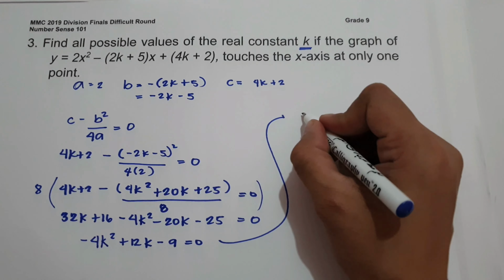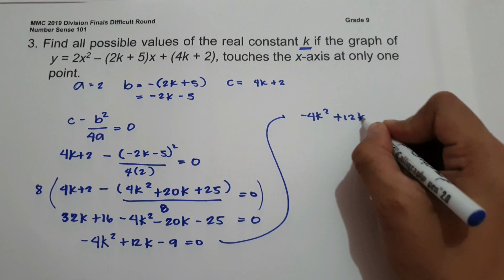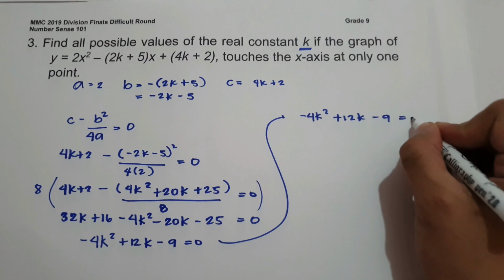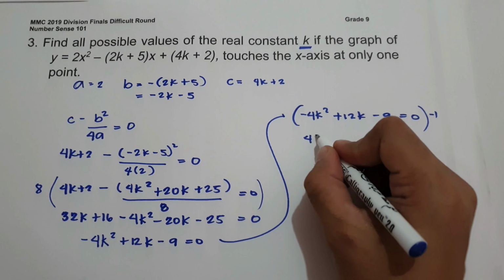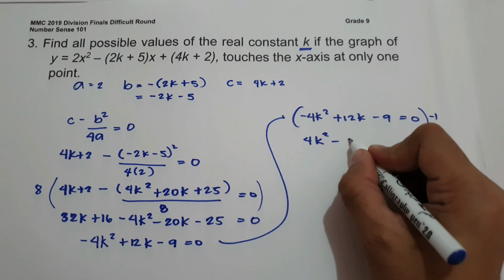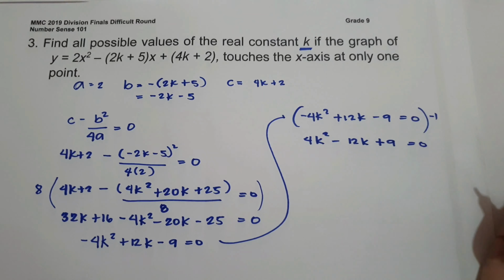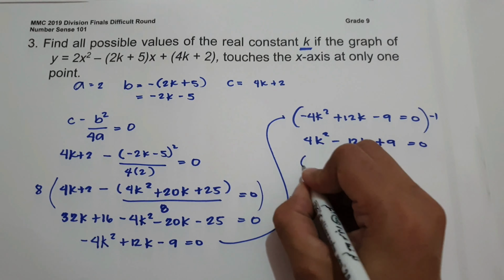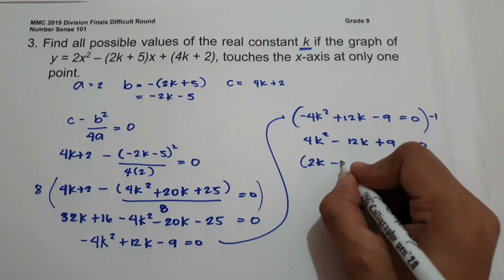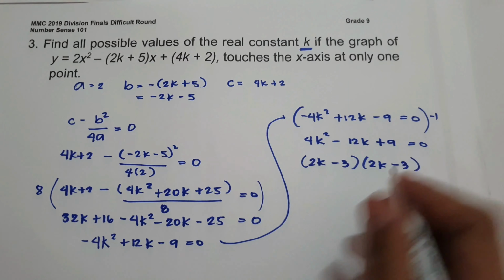So let us write again negative 4k squared plus 12k minus 9 equals 0. So let us multiply this one by negative 1. So this will be 4k squared minus 12k plus 9 equals 0. So let us find the factors of this equation. So if you are going to factor this one, so this will be 2k minus 3 and 2k minus 3 because we have a perfect square trinomial.